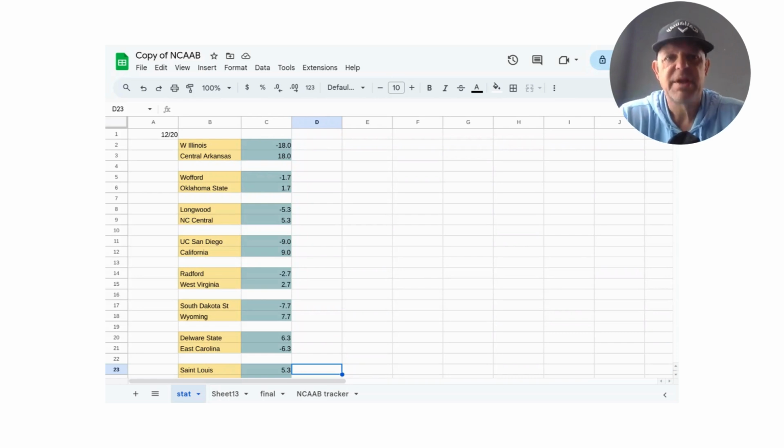Okay, a plug and play sports betting model. Let me define what that is first. A plug and play sports betting model takes all of the subjectivity out of it. The reason that's important is that it makes it easy to handicap because there's no subjectivity in it.